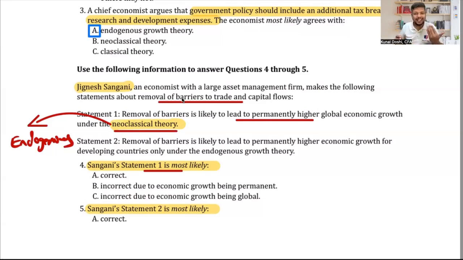Correct, incorrect. B or C, everyone in the class. It's due to B, right? Because of the word permanent. That's not with neoclassical, that's with endogenous. Clear, right? Everyone B.